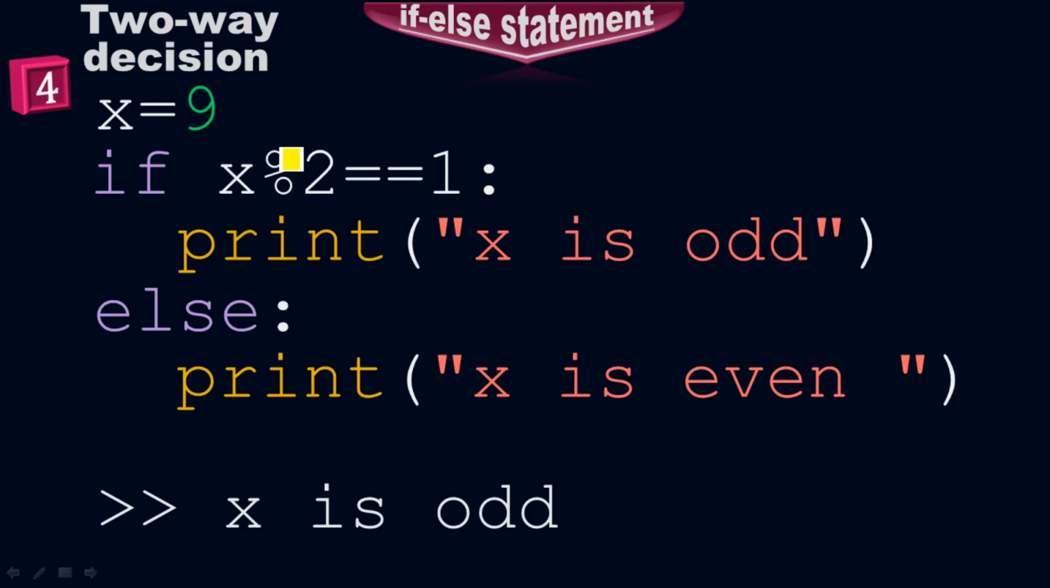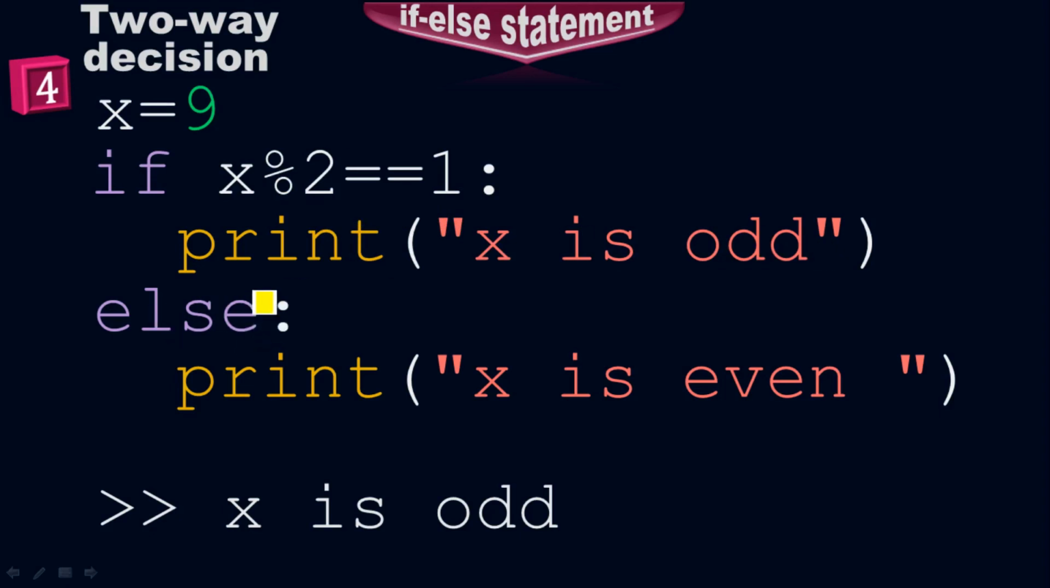So whenever you divide a number by 2, and if the remainder comes in odd form like 1, 3, 5, 7, then that specific number will be an odd number. So dividing 9 by 2 will give you the remainder 1. Therefore, if this condition is true, then this expression will be printed here. So we will get "x is odd". The first condition has been satisfied here, so the program will stop here. It will print only this expression. It won't jump to the second option because we don't need it.